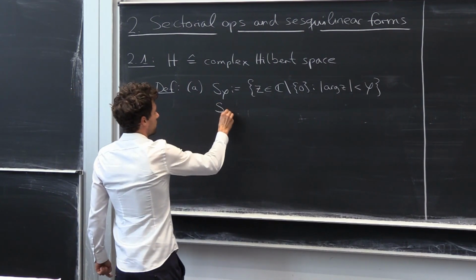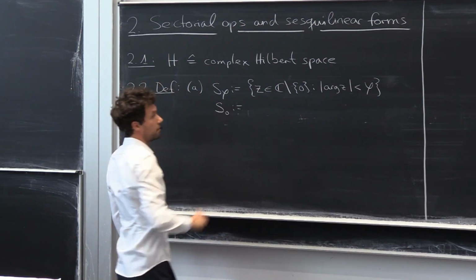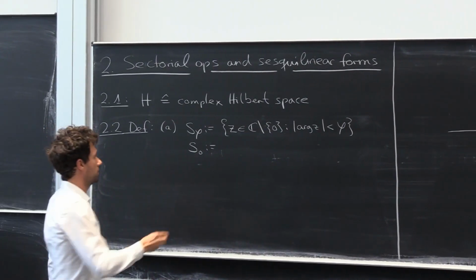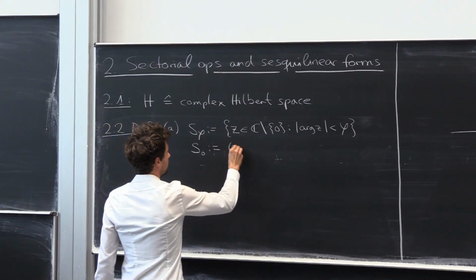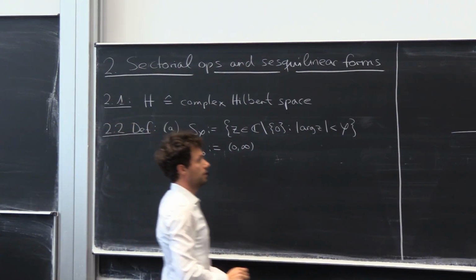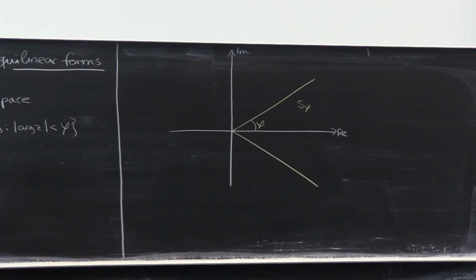Sometimes it will be just useful to have the sector of opening angle 0. This is going to be, by definition, the open interval from 1 to infinity. So it's the positive real axis without 0.